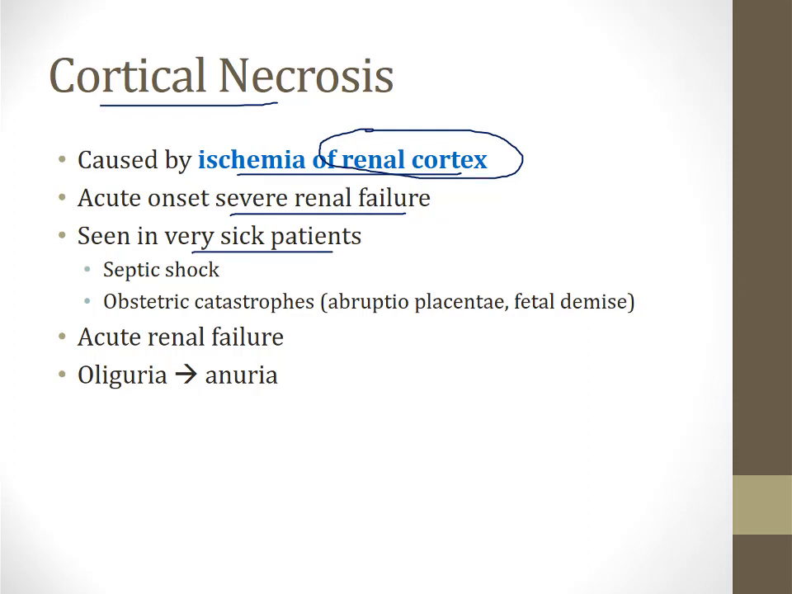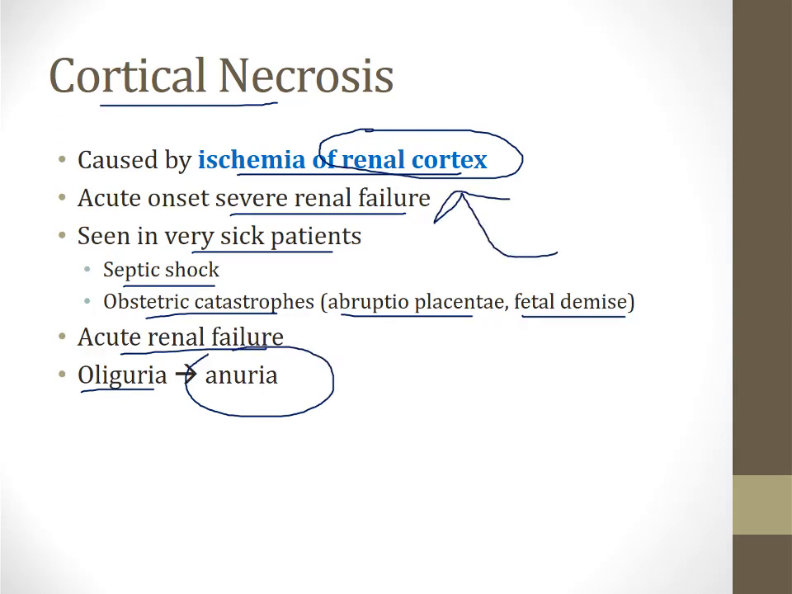It can be seen in patients with septic shock. It's also classically associated with obstetric catastrophes, especially placental abruption or fetal demise. It presents as acute renal failure with severe oliguria, usually leading to anuria, meaning no urine output. And once again, that's because in the cortex you find the glomeruli, so if you destroy your glomeruli, you're not going to make any more urine. And that concludes our video on tubulointerstitial disorders.